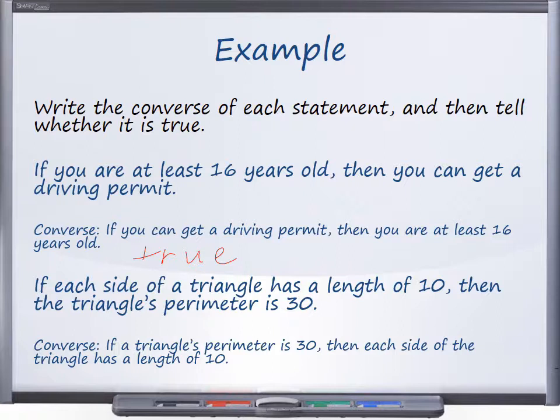Hopefully you said no, because can't we have a triangle with different side lengths that also adds up to 30? For example, maybe 12, 12, and 6, or 10, 15, and 5, right? So there are a variety of different side lengths of a triangle that we could have and still have a perimeter of 30.